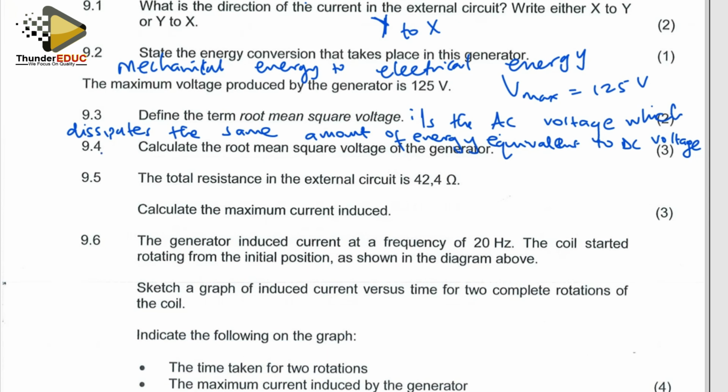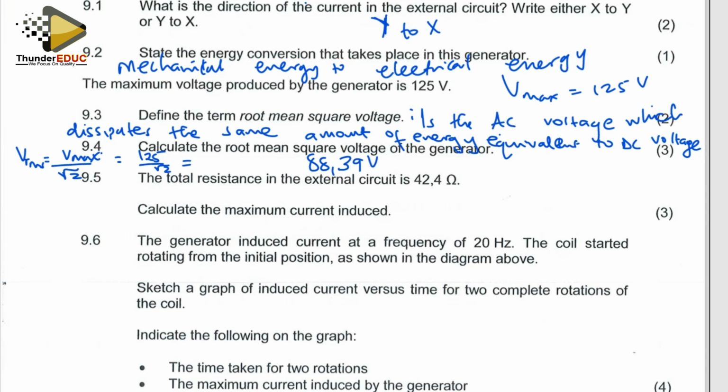Then calculate the VRMS. From the formula page, VRMS will be Vmax divided by square root of 2. Just write that formula down, and then we do the substitution. So 125 divided by the square root of 2. I'm getting 88.39.